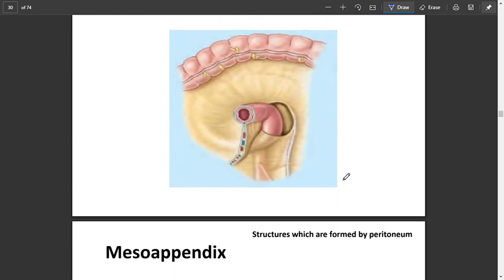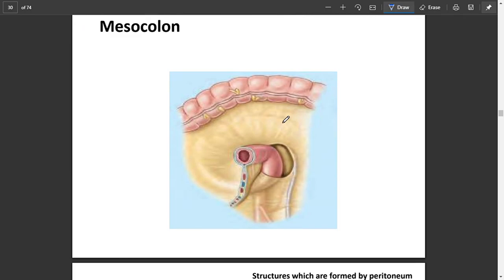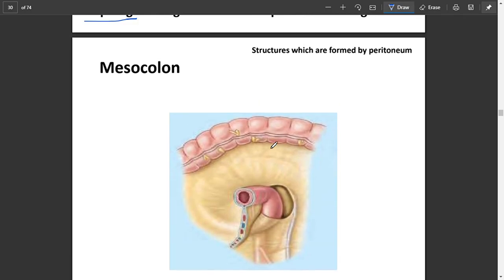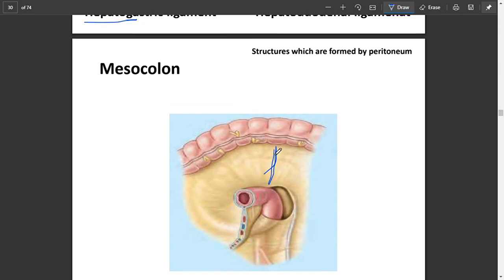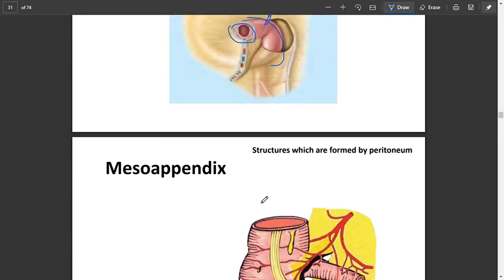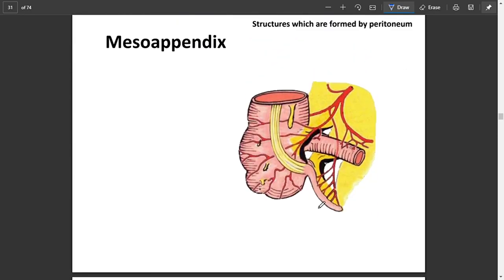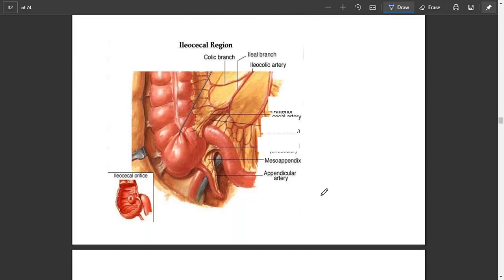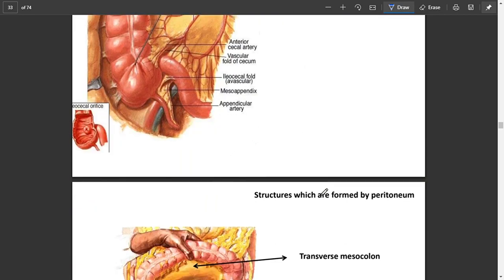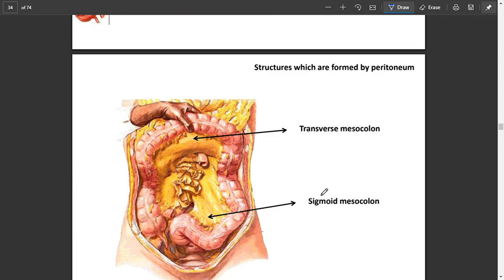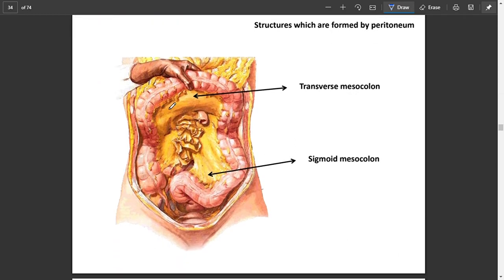So a mesocolon, as you can see here, is a connection between the intestines, and this colon is embedded; it is an intraperitoneal organ. As you can see, this is the appendix, and the peritoneum is surrounding it. We don't need to concern ourselves with this. Transverse mesocolon, sigmoid mesocolon.